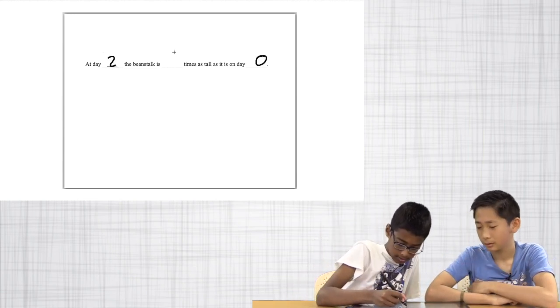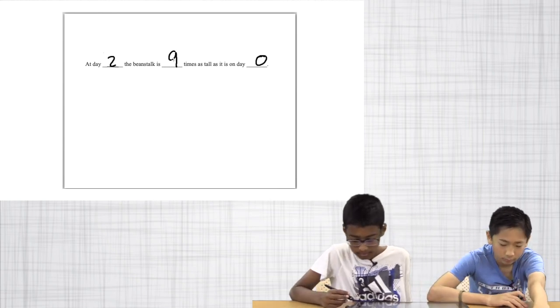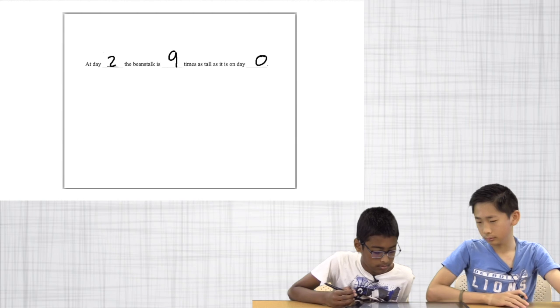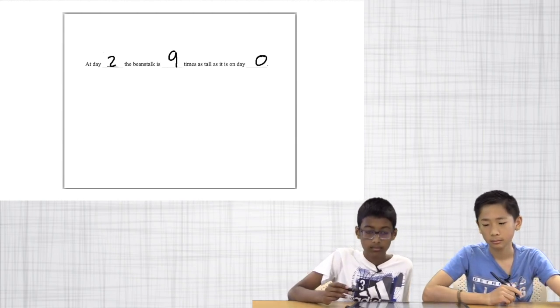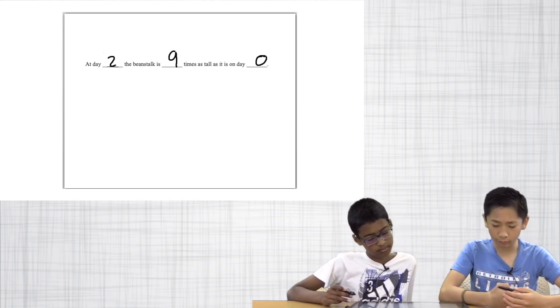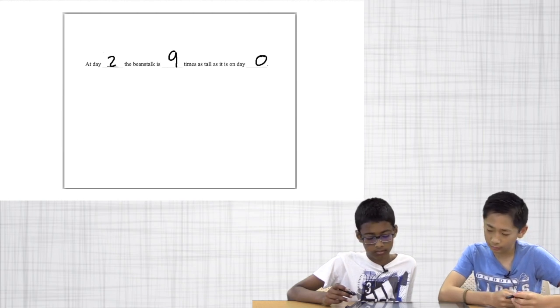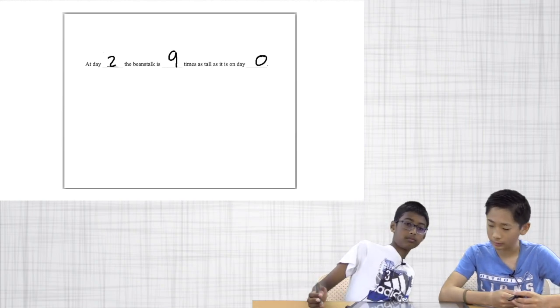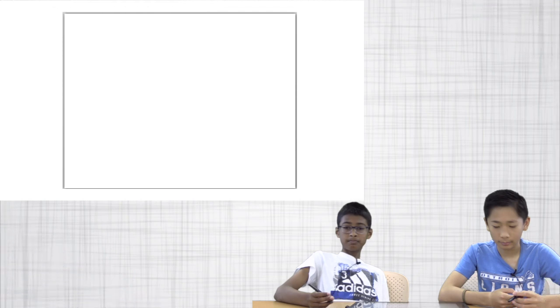And it would be like 9, right? Yeah. It's 9. So do you think it's 9 or do you think it's 6? 9. Why do you think it's not 6? Because a day passed and it grew 3, and then the next day it grew 3 times 3, and that's 9. Makes sense.